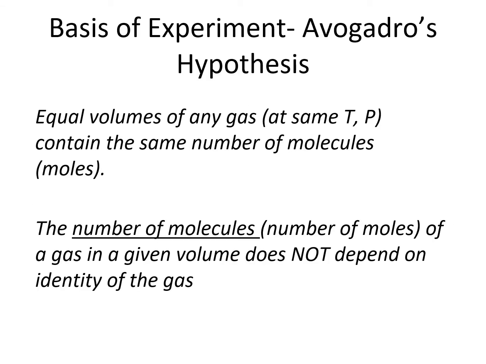The basis of this experiment is called Avogadro's hypothesis, and what that basically says is that any gas you have is going to have the same number of molecules in a given volume. So you can have 3 different kinds of gas at the same volume, and they're going to have the same number of moles. It doesn't matter what kind of gas you have, there's going to be the same number of moles in a given volume.